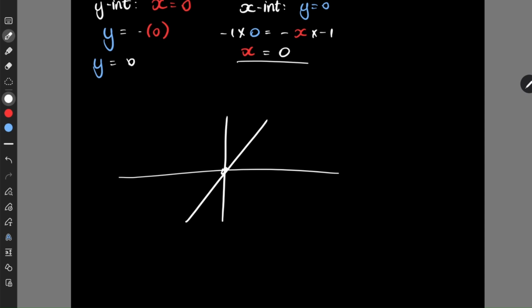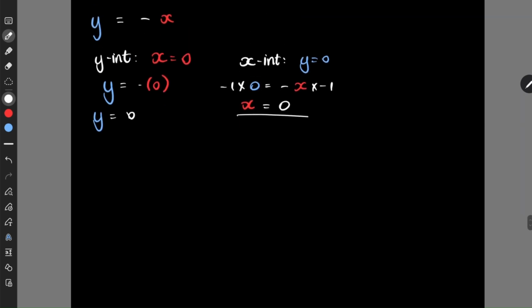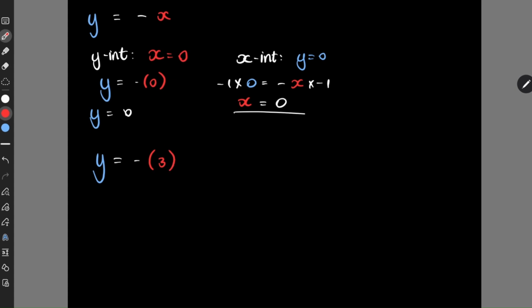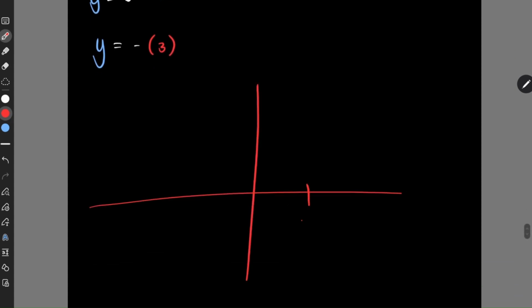But now we need to know how it is going to look. So in this case, when the line goes through the origin, we're just going to pick a random x value, x is equal to 3. So that means that when x is 3, what will the y value be?